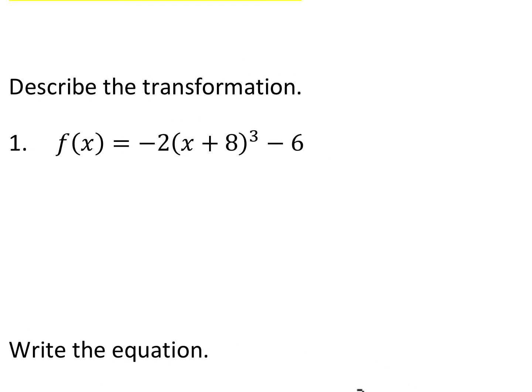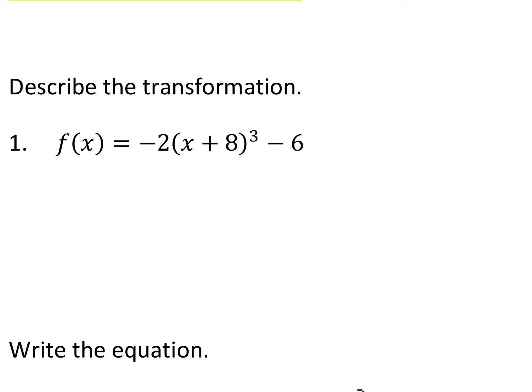But when you are describing the transformations, if you tell me it's a reflection, I need to know if it's over X or Y. If you tell me it's a vertical shrink or a compression, I need to know by how much. If you tell me it's a shrink or compression, I need to know if it's horizontal or vertical. If you tell me it's a shift, I need to know left or right how much, up or down how much, all right? That's describing the transformation.